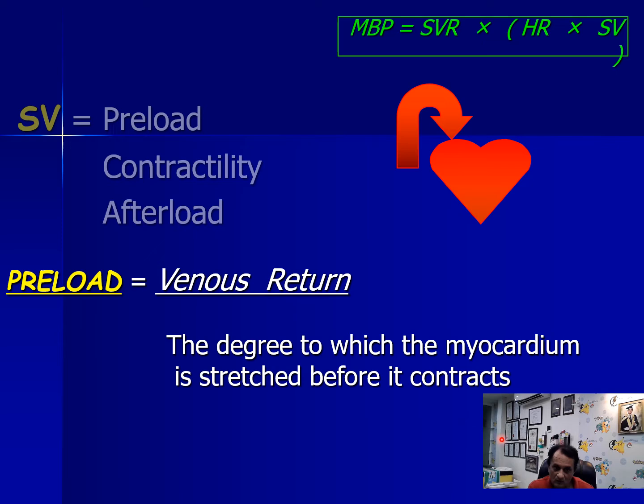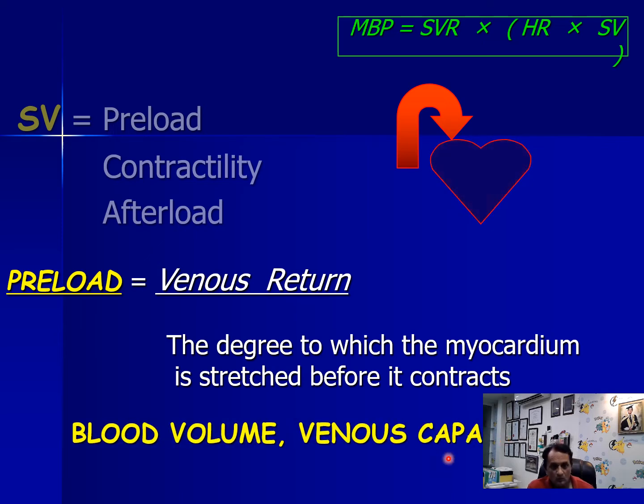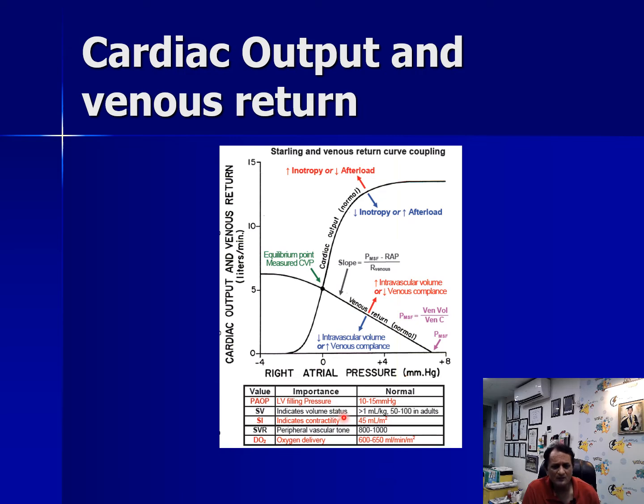So what is venous return? It is the degree to which the myocardium is stretched before it contracts. It depends on the blood volume and the venous capacitance, in other words. In this diagram, there is a relation between cardiac output and venous return. On the y-axis there is the cardiac output, and on the x-axis the right atrial pressure. So if you can see, if you give volume and there is a decreased venous compliance, ultimately your cardiac output is increased in these patients.